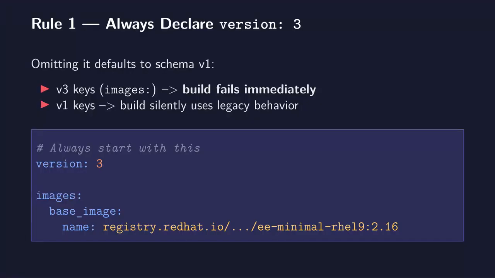The definition file must start with version 3. If you omit this line and use version 3 schema keys like images:, the build fails immediately with a cryptic definition error. If you use old version 1 syntax, it may succeed but emit deprecation warnings and produce an image without version 3 features. Declaring version 3 explicitly also documents which ansible-builder version is required.